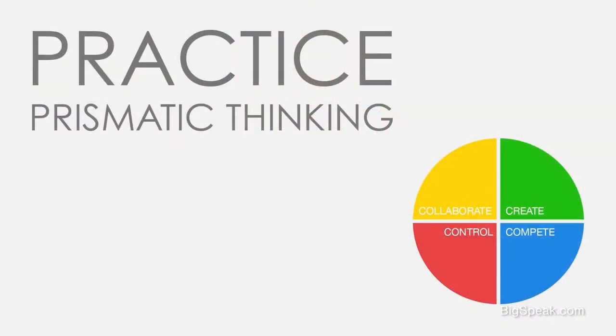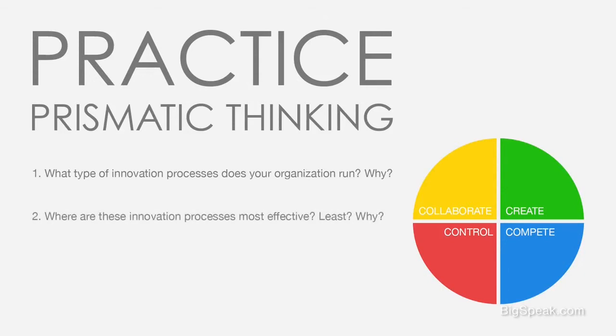So once again, let's practice some prismatic thinking. What type of innovation processes does your organization run? And why? Where are these innovation processes most effective? How about least effective? Why? What type of innovation processes should your organization be running? Where should they be running them? When should they be running them?